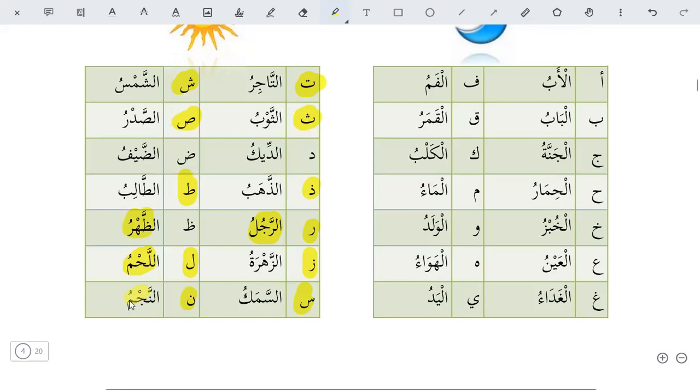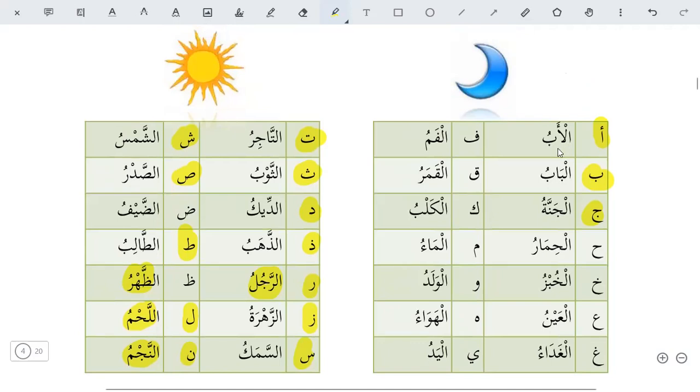meat. An-najmu, star. So if we prefix alif lam to these letters, then we will not pronounce the lam. But if the letters are hamza, ba, jim, ha, kha, ain, ghain, fa, qaf, kaf, mim, waw, ha, ya, then we will pronounce this lam.